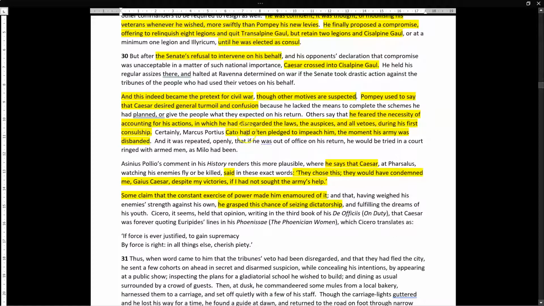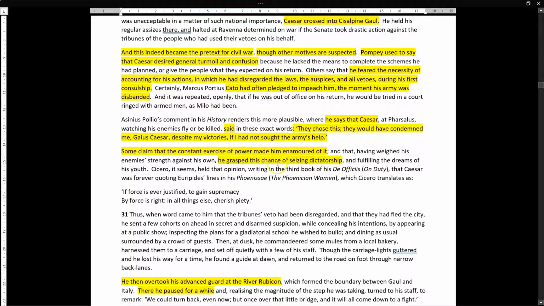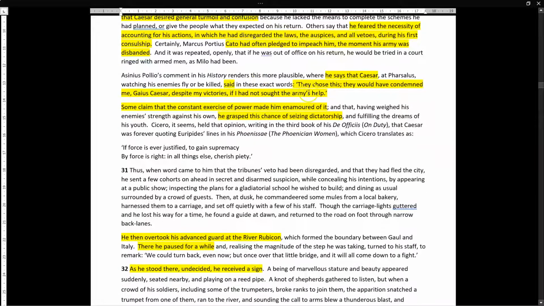He obviously does take some really poor decisions, but there is an element of him being attacked legally, and he was being pushed into a corner, and that's always a very dangerous situation to put somebody who's got a great army into. Then he quotes another source which you don't need to worry about. It says that Caesar said, they chose this, they would have condemned me, Gaius Caesar, despite my victories, if I had not sought the army's help. So clearly Caesar blames the Senate.